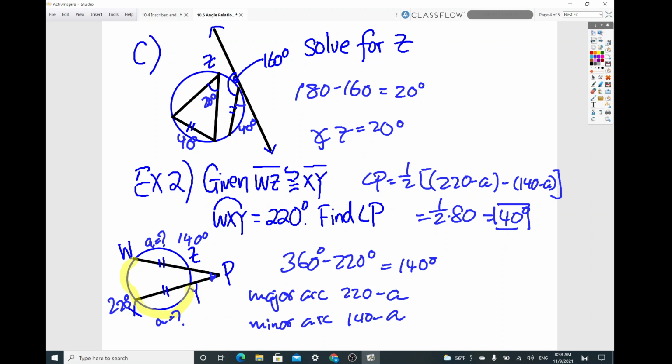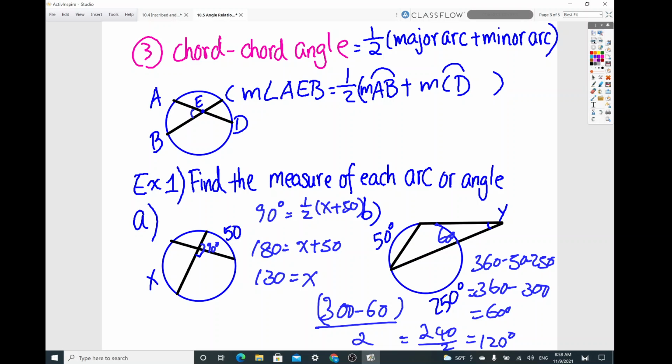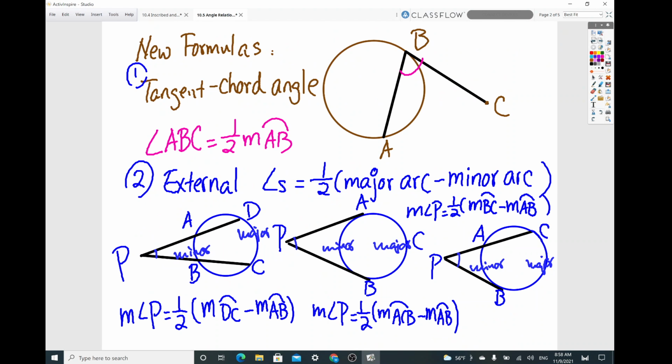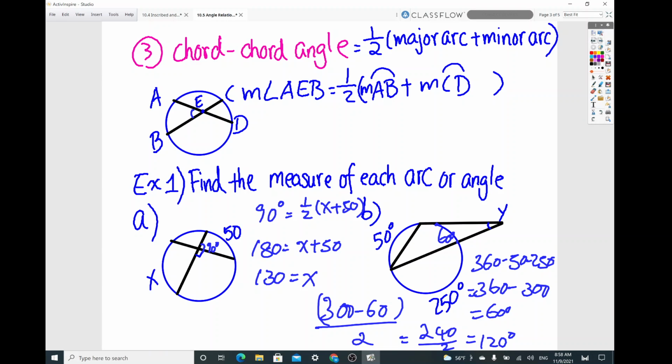Okay, so that's it for this lesson. Again, using all those theorems and formulas, the external angles, internal angles, and the inscribed angle, we can figure out all those unknown angles or arcs.